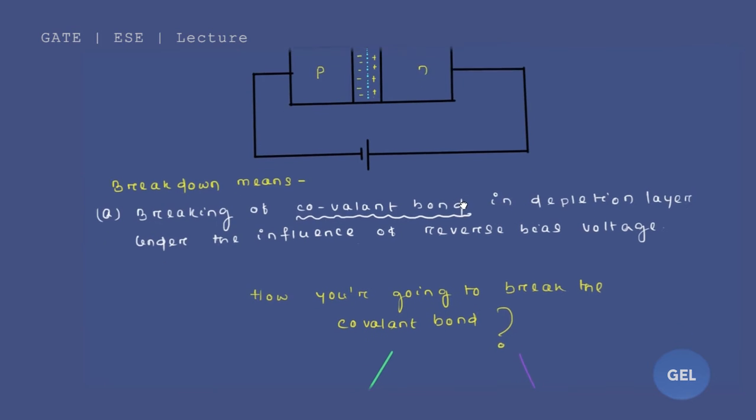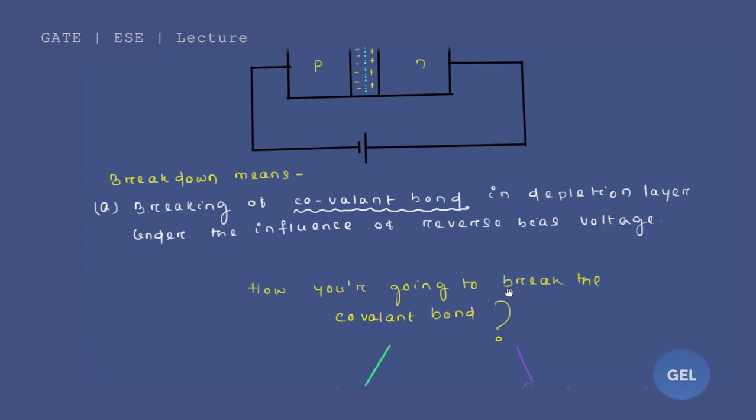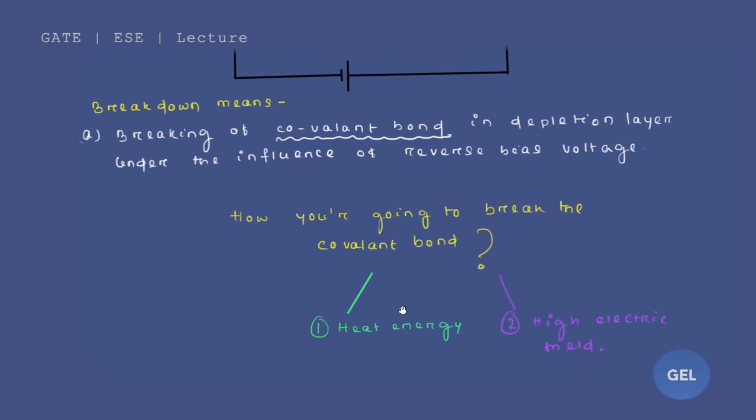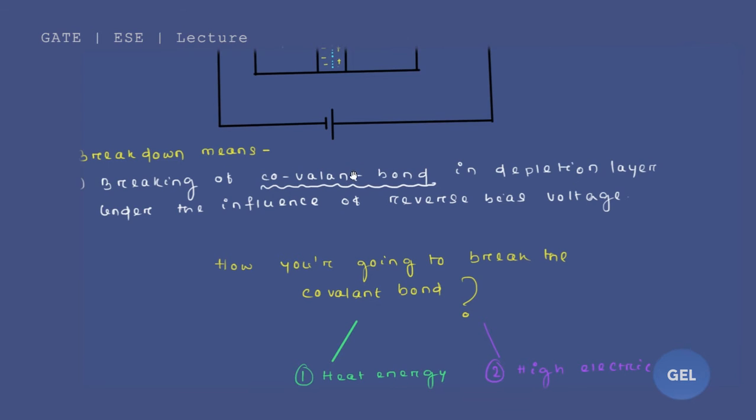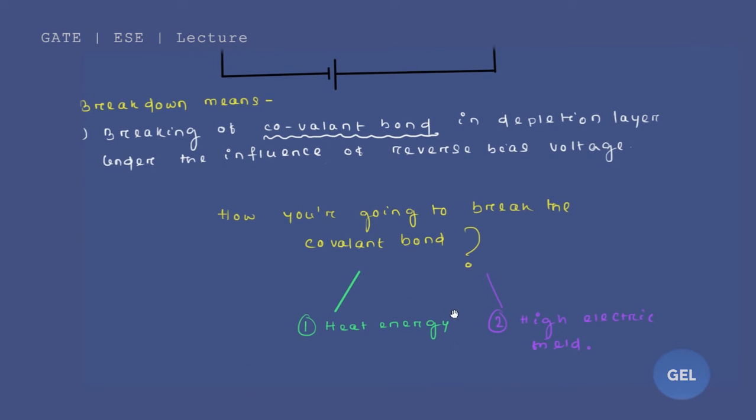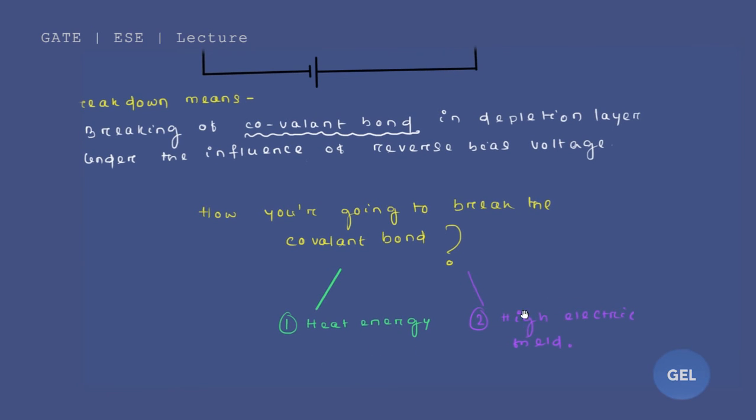Now, how are we going to break this covalent bond? We are going to learn two methods: high amount of heat energy, or high electric field. By these two methods, we are going to break this covalent bond. If you break the covalent bond by heat energy, that will be regarded as avalanche breakdown. If you break the covalent bond with the help of a high electric field, that will be regarded as Zener breakdown. We are going to look at each and every breakdown one by one. Now let's get into avalanche breakdown.